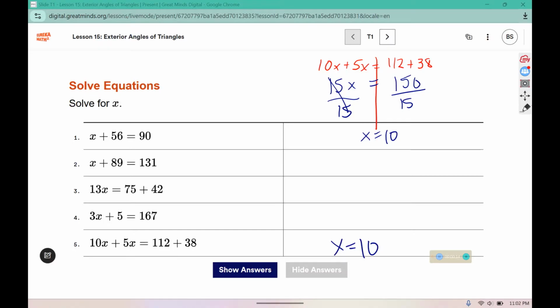So I have shown number 5 here at the top. 10x and 5x make 15x. 112 and 38 combine to make 150. Then we divide both sides by 15 and we solve it to get x equals 10. So I have written that down in number 5. The answer to number 1 is not 10. So it's a continuation. So finish 1 through 4, solving them for x.